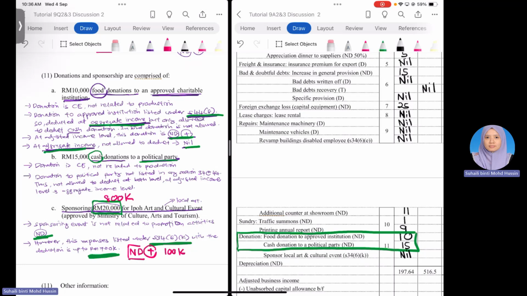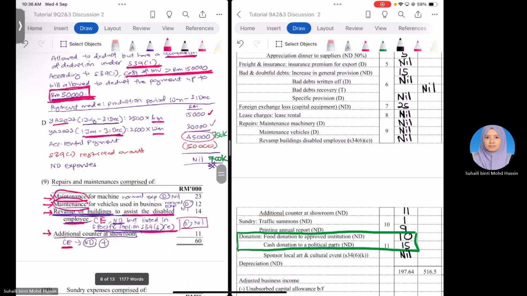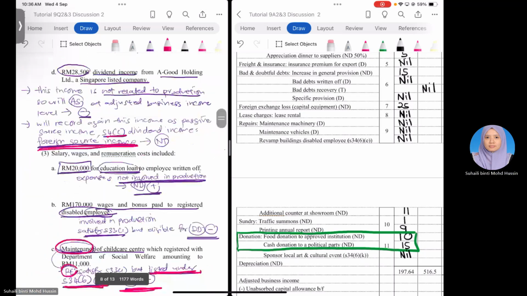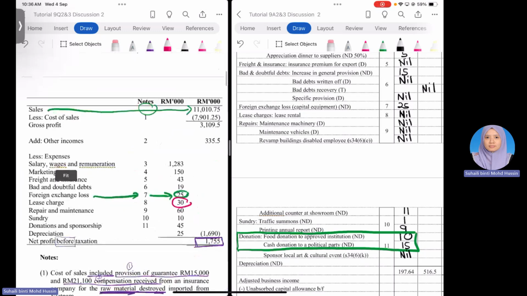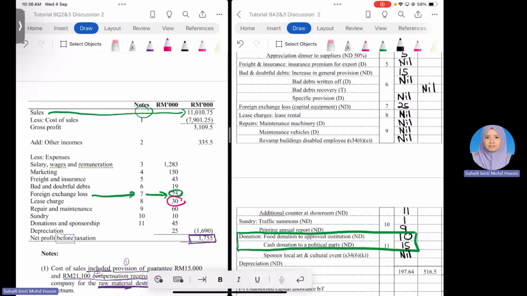Okay, now we're done with the adjustments in the notes to the account up until number 11. So now we go back to the SOCI. We're done with all of the items listed in the notes to the account up until 11. You can see that we have another one here, depreciation.